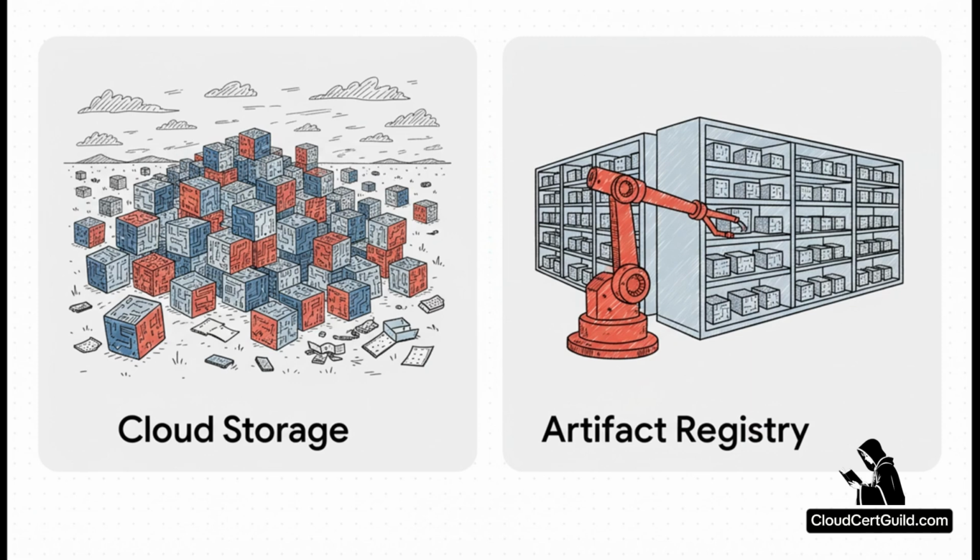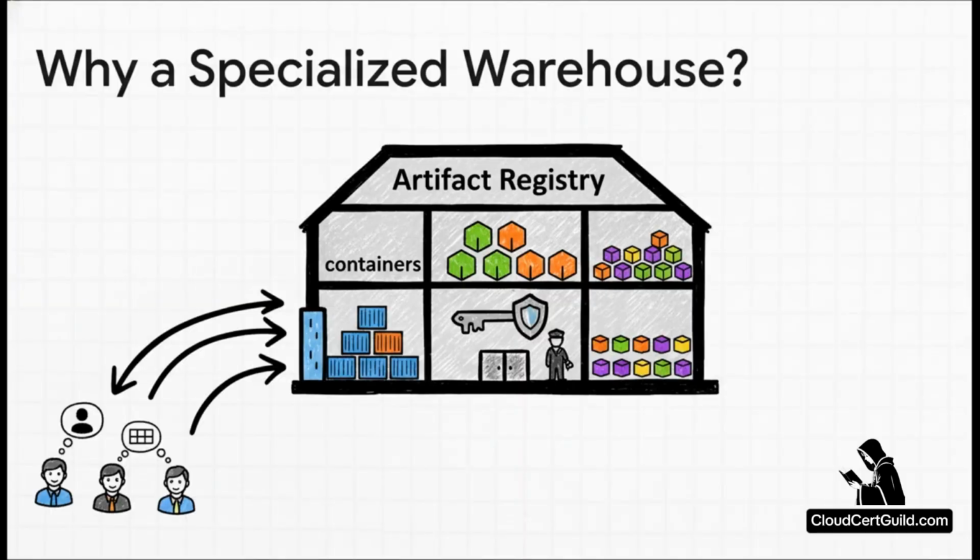The professional way to do it is to use a specialized warehouse. And in the cloud, that's a tool like Artifact Registry. It is purpose-built for exactly this job. And this slide really shows you why that matters so much. See, Artifact Registry isn't just a garage for your container images. It's a highly organized, massive warehouse for all of your software parts.